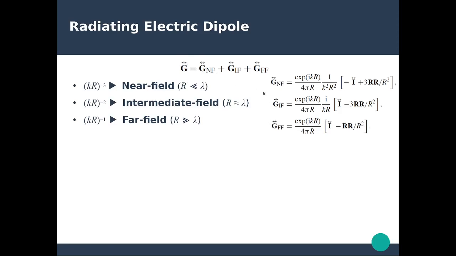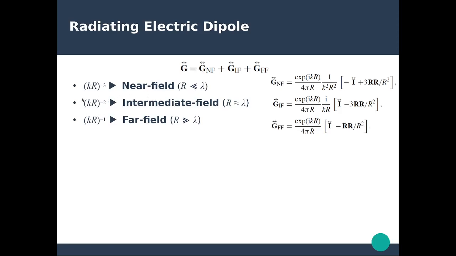If you expand this Green tensor and reorganize some of the terms, you will end up with 3 terms. You have a near field term, which depends on 1 over kr cubed. This is a term which is dominant when you're looking at distances that are very small compared to the wavelength of the optical excitation, so very close to the particle itself.